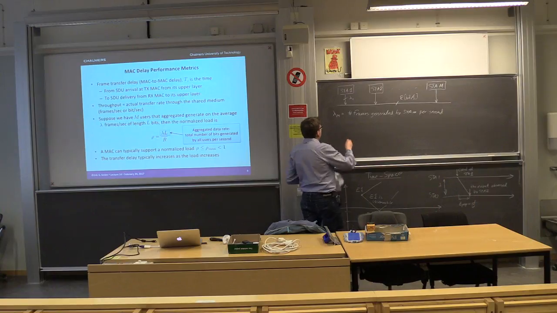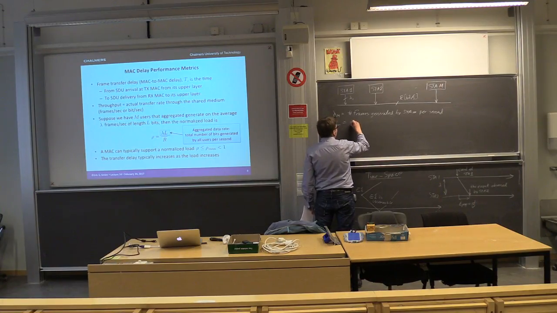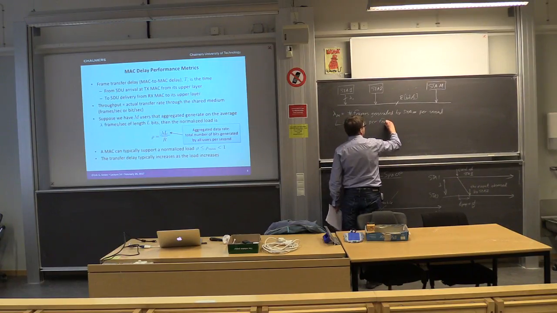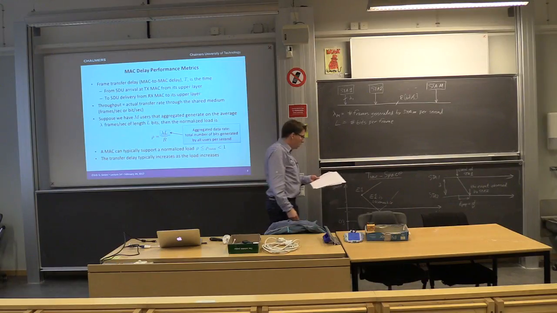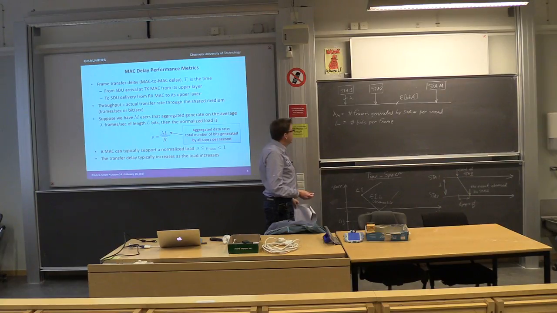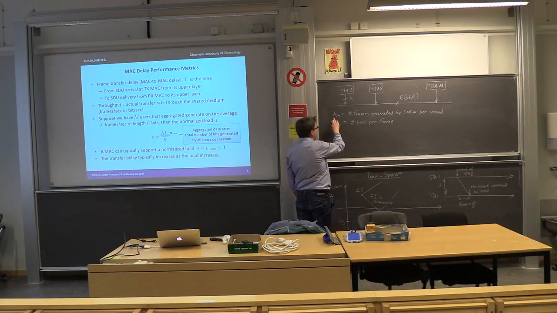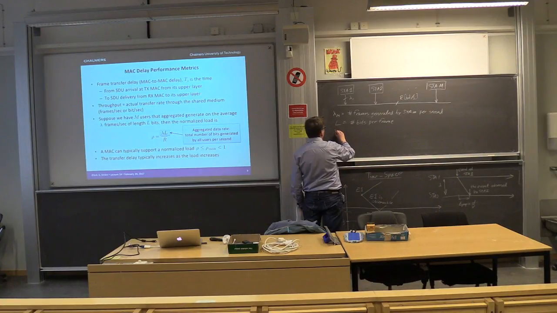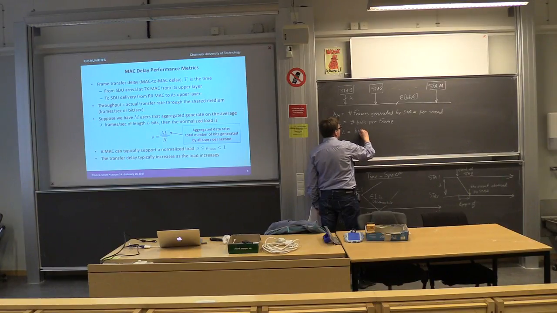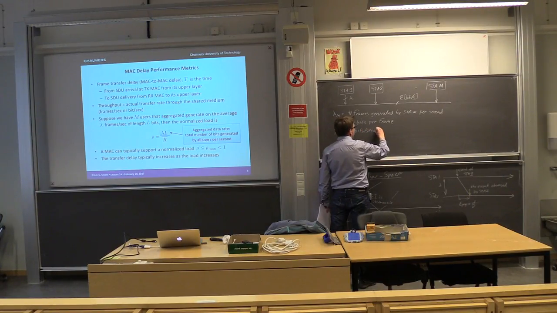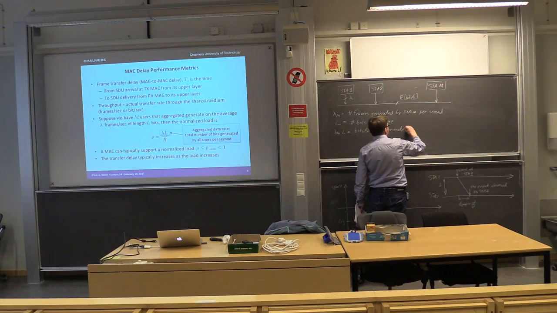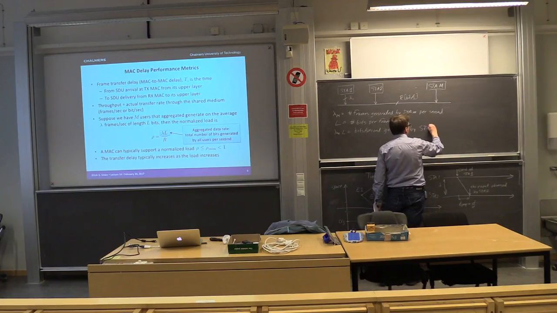Now, suppose that L is the number of bits per frame. Then the mth node is generating a data rate that is lambda m times L. So lambda m times L is the bits per second generated by station M.